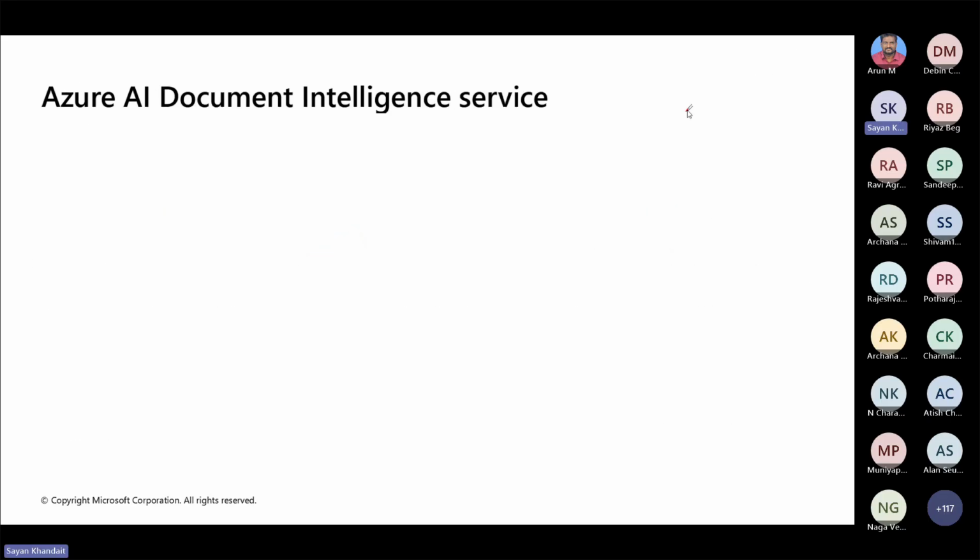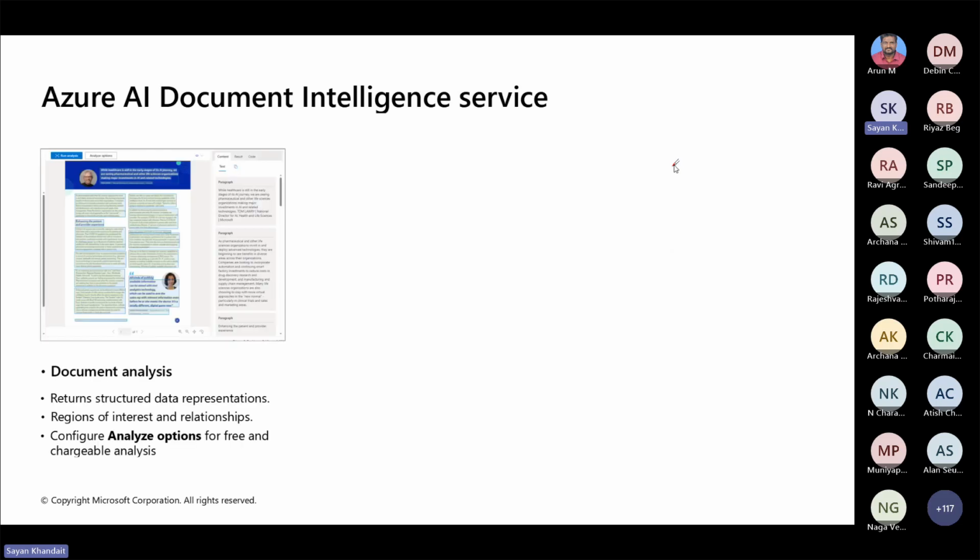Now, if you are using the document intelligence service to analyze different types of structures or forms, these are some examples of how the outputs would look. The document intelligence service can be used to analyze a document and return structured data representations. As you can see in the document, the individual paragraphs will be extracted individually. You can get the main regions of interest and the relationship between them highlighted. And there are some analyze options that you can configure in order to control what exactly is being extracted. Some are free, or for some features this is chargeable.